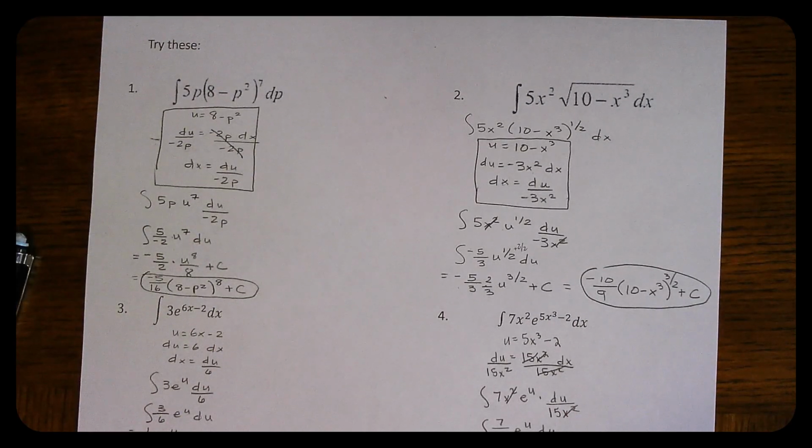Okay, here are the answers. Number 1, -5/16 times (8 minus p squared) to the 8th power plus c. Number 2, -10 over 9 times (10 minus x cubed) to the 3/2 power plus c. Number 3, 1/2 e to the 6x minus 2 plus c. You could have used the shortcut there. Number 4, 7/15 times e to the (5x cubed minus 2) plus c. You could not use the shortcut there.